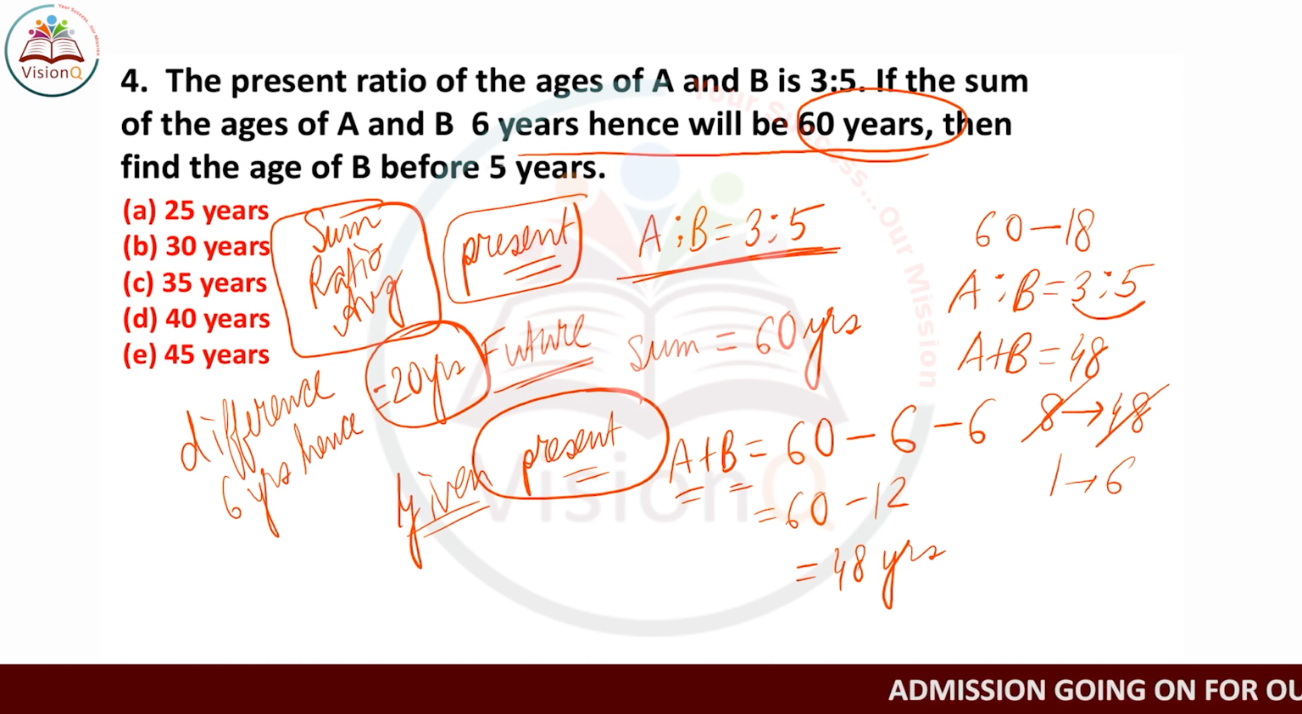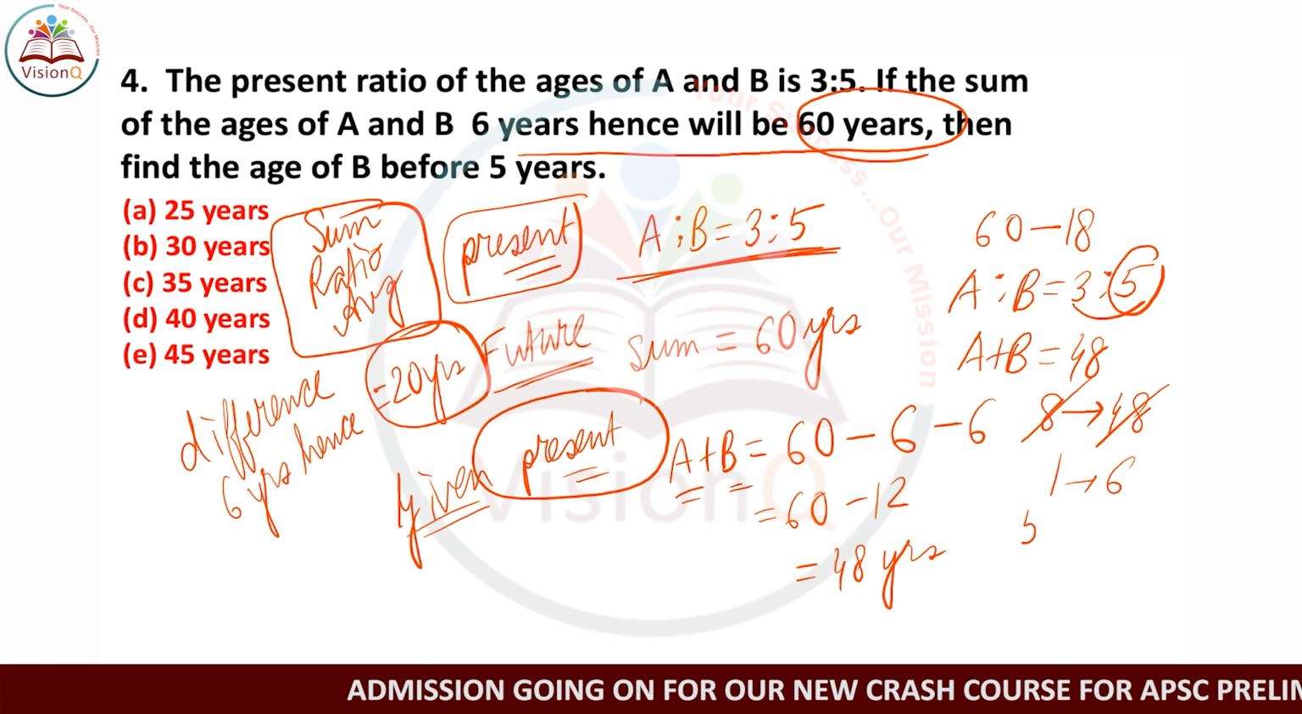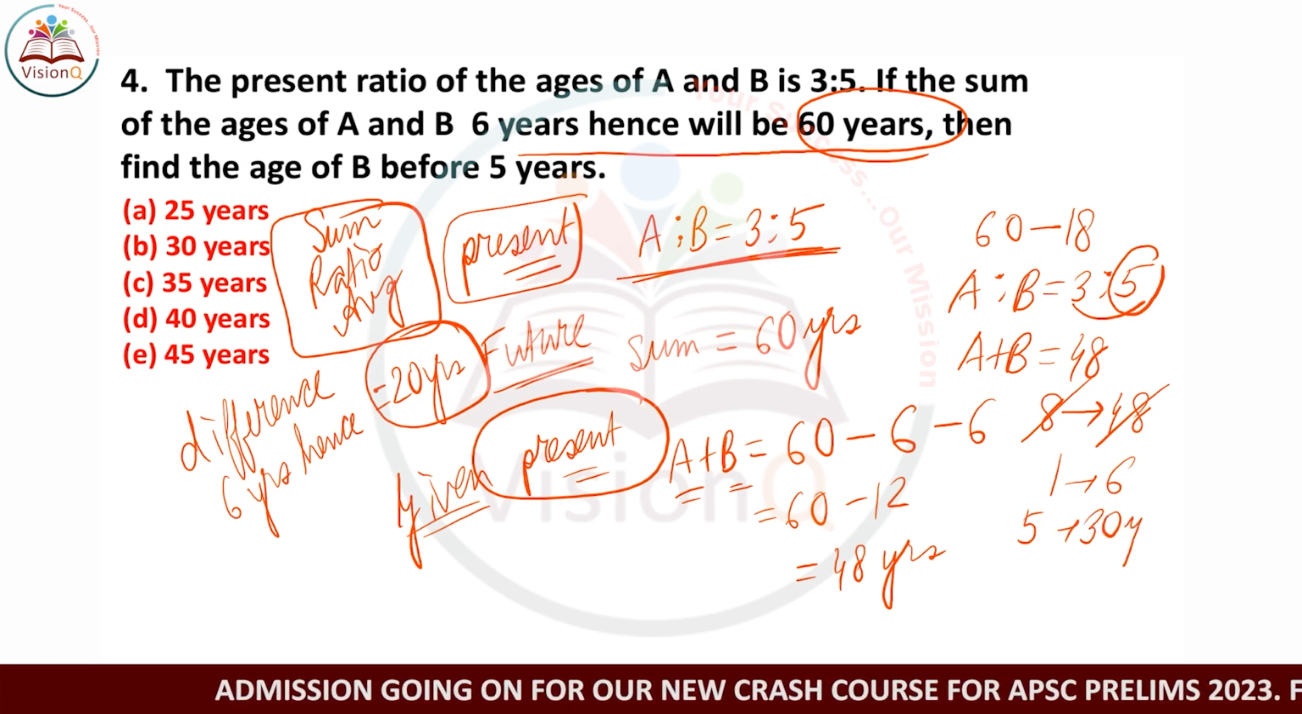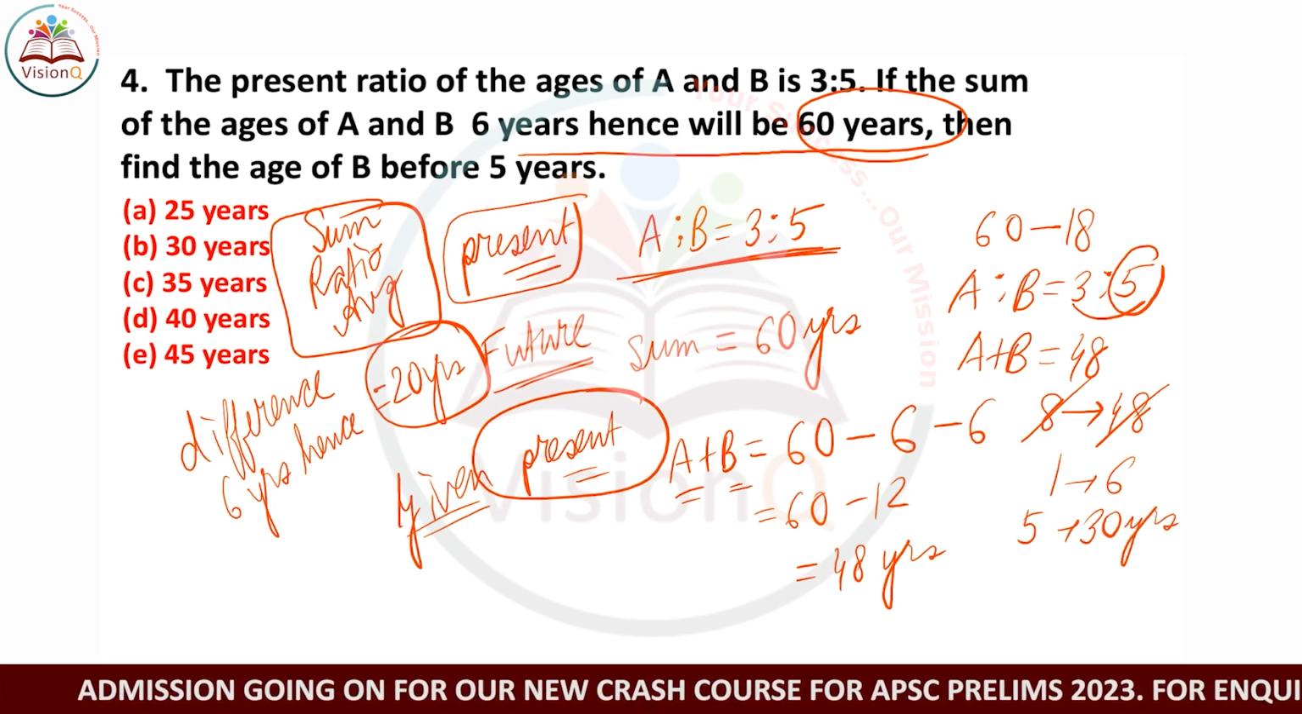The age of B before 5 years. So let me first find the age of B in the present. If 1 is 6 years, then 5 will be how much? 5 into 6, 30 years. But this is the present age of B.